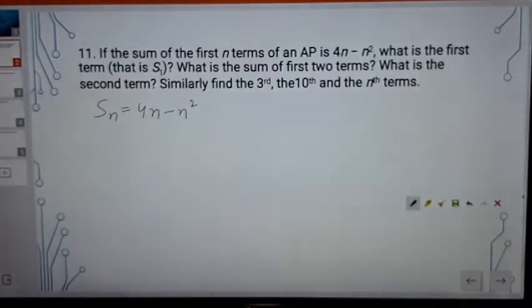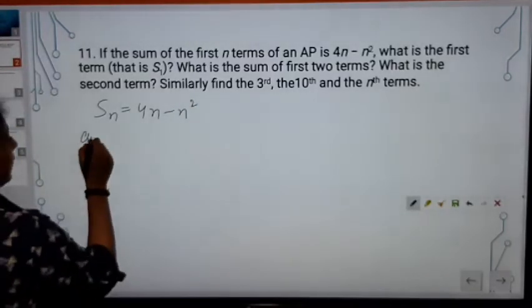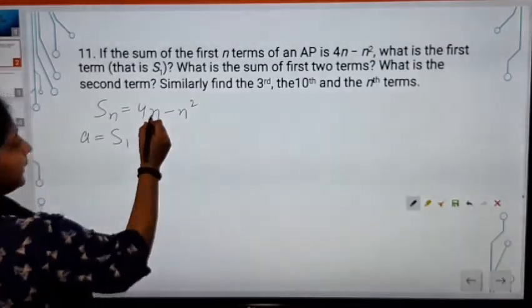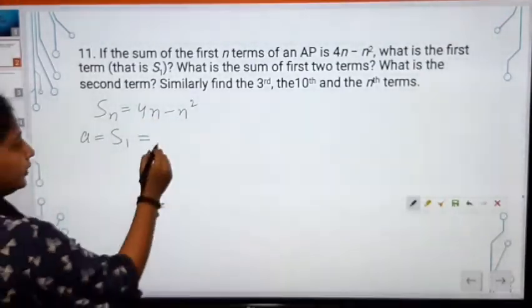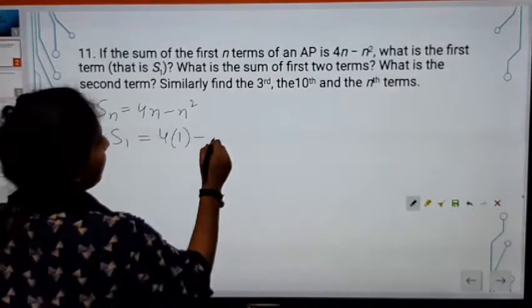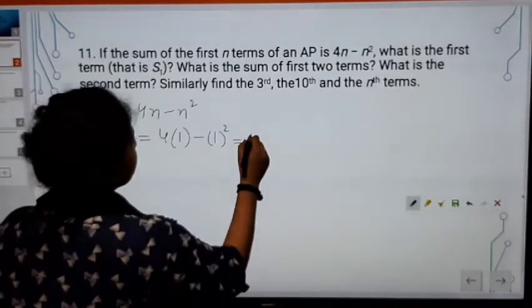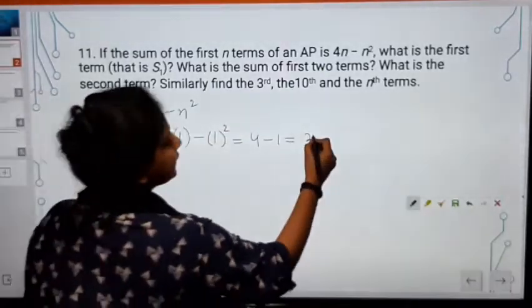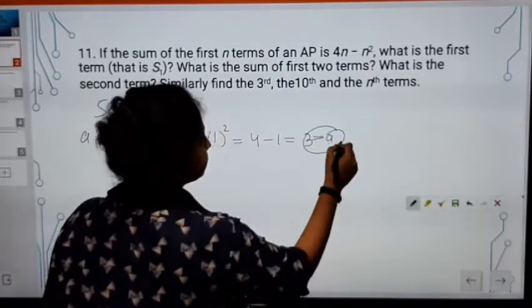We have to find the first term. First term A will be equal to S1. So in place of n I can put the value as 1. So 4 into 1 minus 1 square, this will give me 4 minus 1, that is 3. So we get the first term as 3.